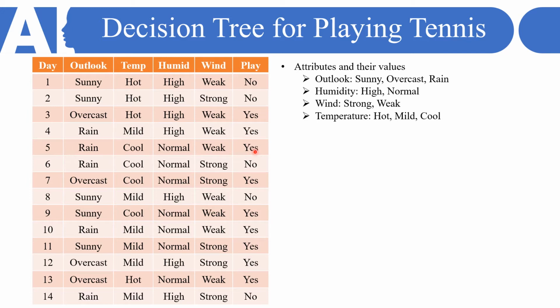For outlook, if you see this particular column, we have three values: sunny, overcast and rain. These values I have listed here for the outlook attribute. Then for humidity, high and normal are the two values. For wind, we have either strong or weak. And for temperature, we have hot, cool and mild. So we have considered the attributes and the values, and the last column is whether we can play or not. That is nothing but our target. So the target concept is playing tennis, yes or no.